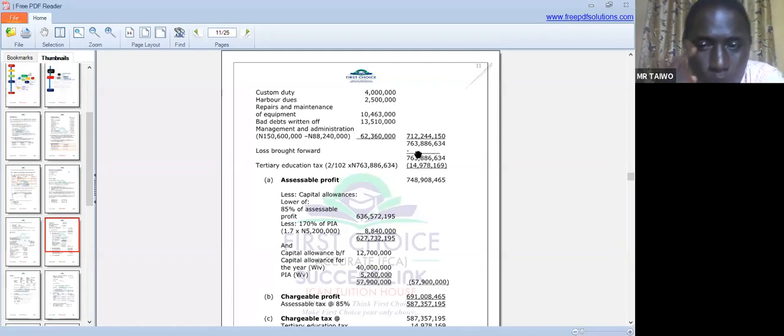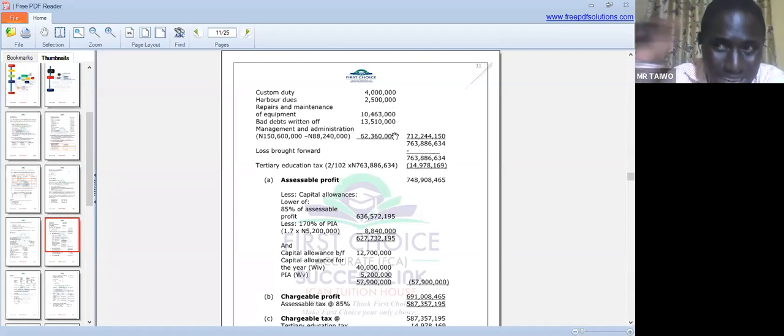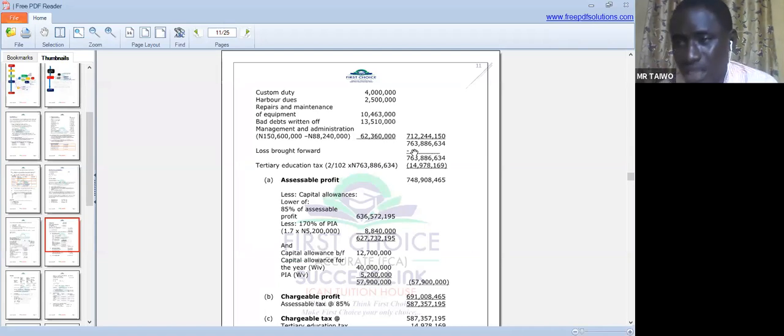So what I want you to do is that when you have this in the exam, if there is a loss here, it should be income minus the expenses, minus any loss, and whatever you get as balance, 2/102 of that balance is your education tax. Let us adopt that, because that was what they used in their exam pack.